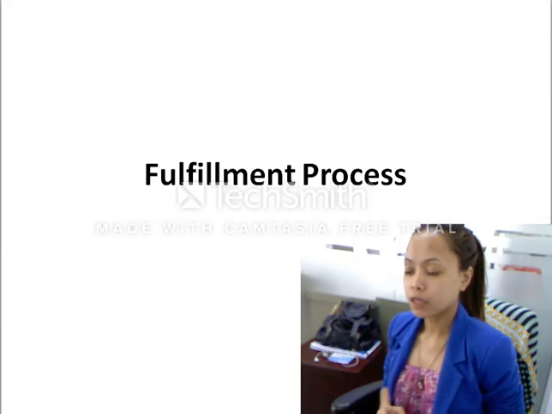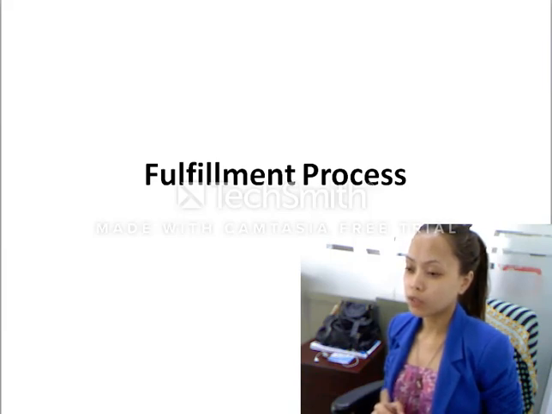The fulfillment process is what happens in a company when an order for a product is received, the fulfillment of the order. This includes warehousing, finding the item ordered, packaging it, and shipping it to the right address.